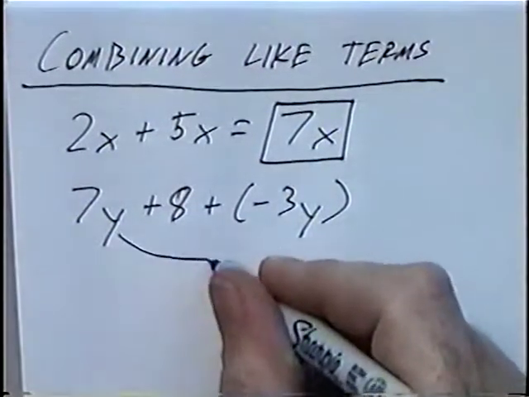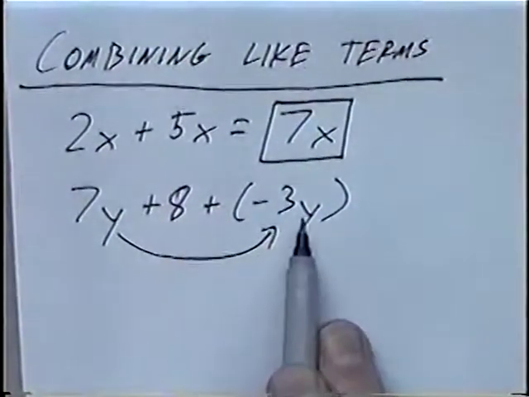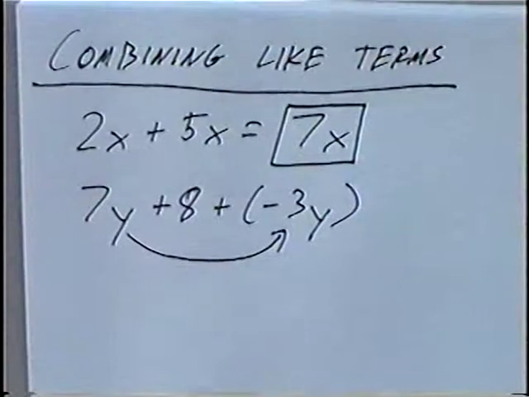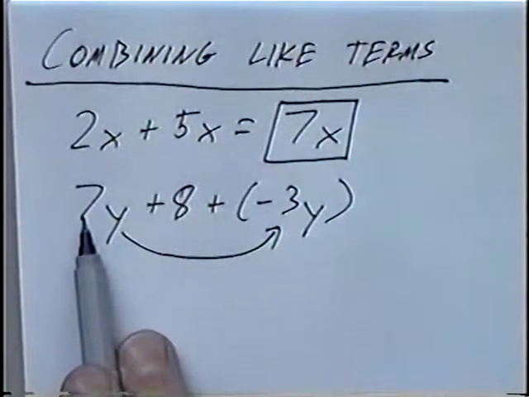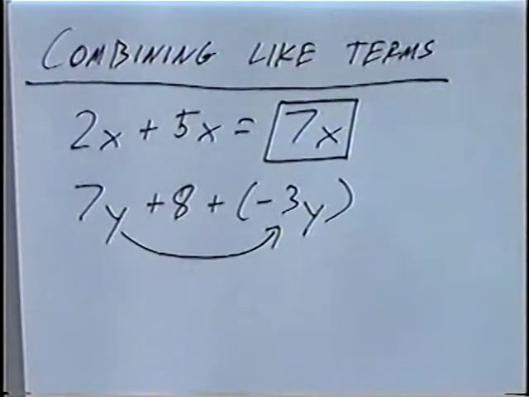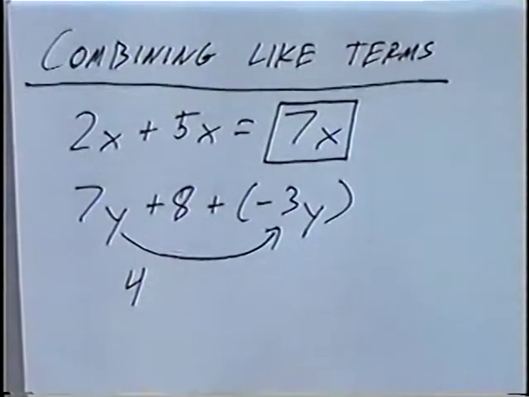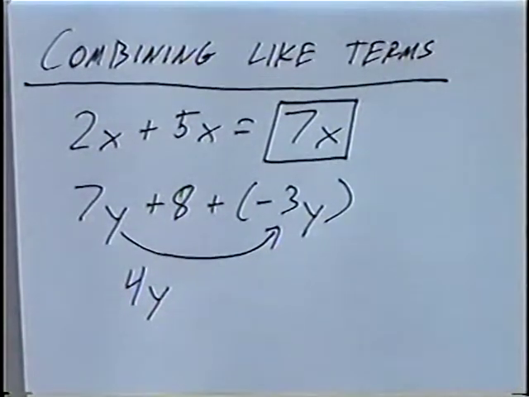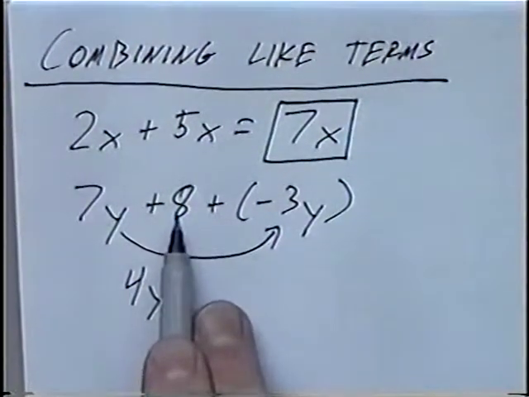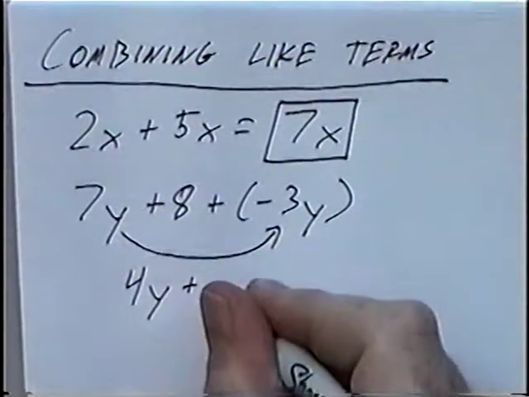We have 7y and a negative 3y. When we combine those, the coefficients or numbers we can combine. 7 minus 3 would be 4. The like term or variable stays the same, 4y. And the plus 8 would remain the same in our answer.